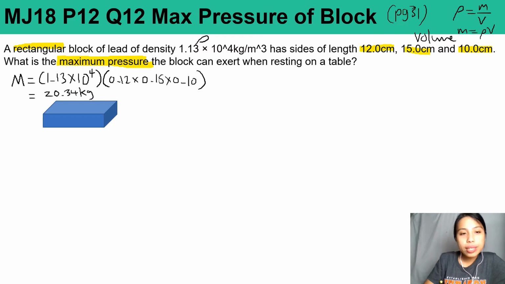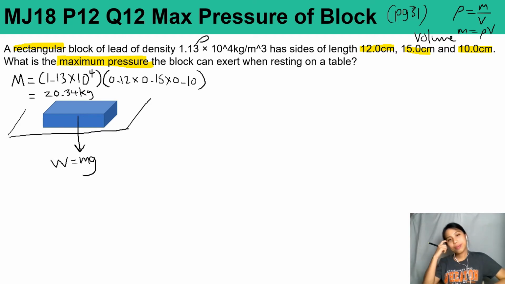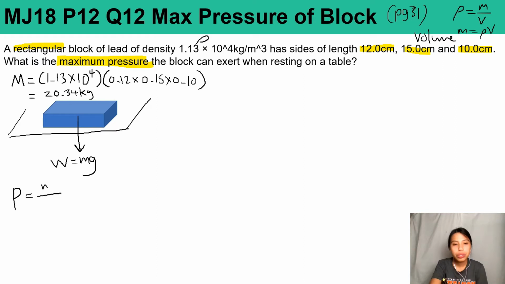Okay, so if this is on a table, this is a 2D picture, so imagine a table is like that. You have a weight which is m times g. Okay, so is this the maximum pressure? That's it. Just P equals F over A. The force is weight, so mg over A.